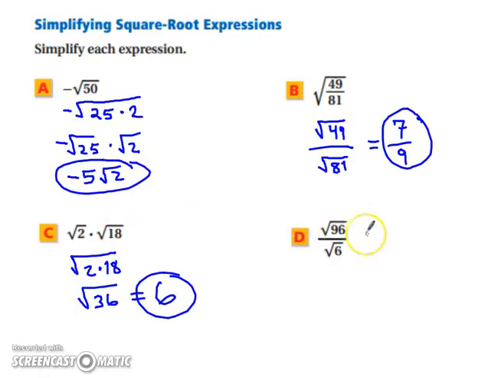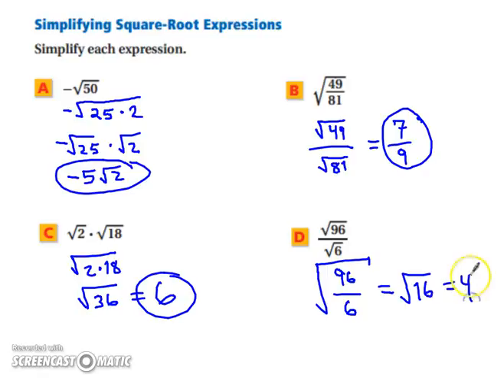Let's look at D. We have the square root of 96 over the square root of 6. So let's push them all together. So we have 96 divided by 6, all underneath the same radical symbol. And, well, 96 divided by 6 is 16. So we have the square root of 16, and we know the square root of 16 is 4.